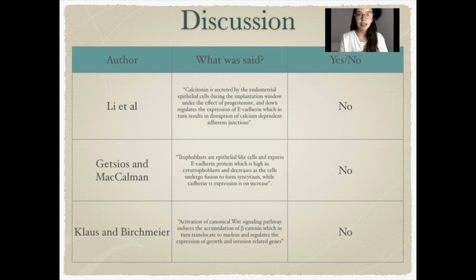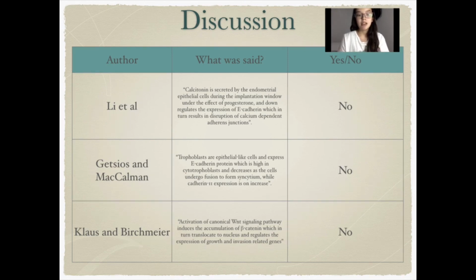Second, we have the opinion of Jitzius and McCalman. They said that trophoblasts are epithelial-like cells and express E-cadherin protein, which is high in cytotrophoblasts and decreases as the cells undergo fusion to form syncytium, while cadherin 11 expression is on the increase. This was also not supported by the experiment because we saw that E-cadherin did not decrease its expression in the membrane.